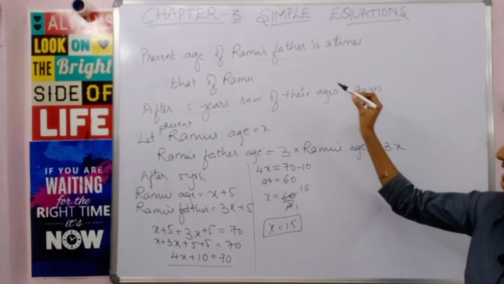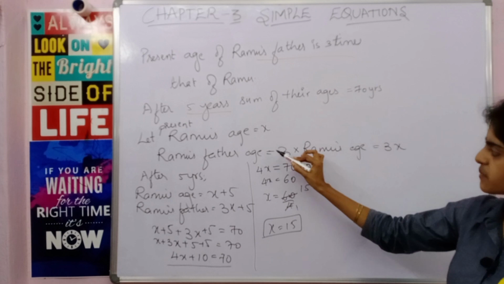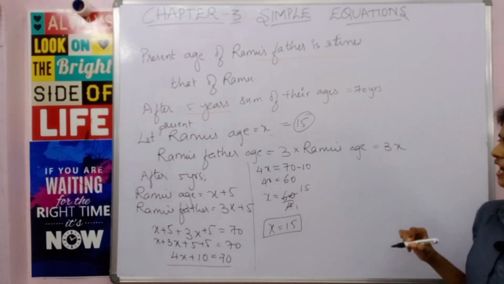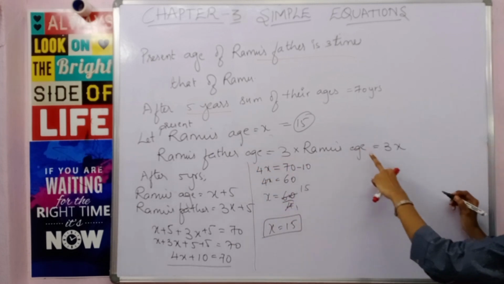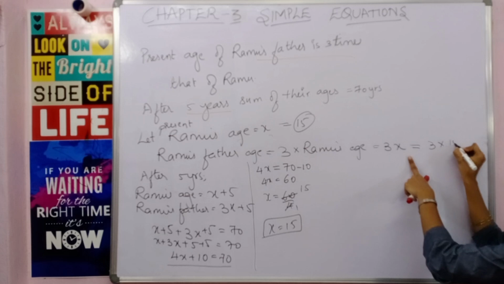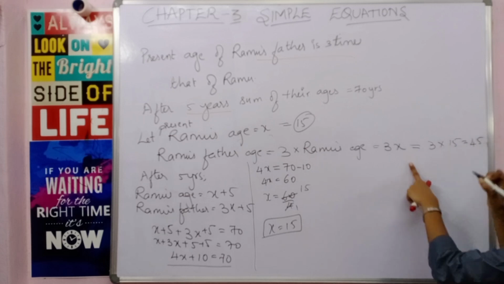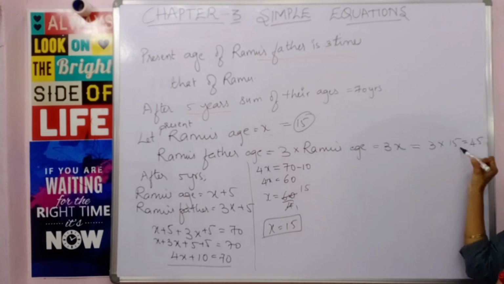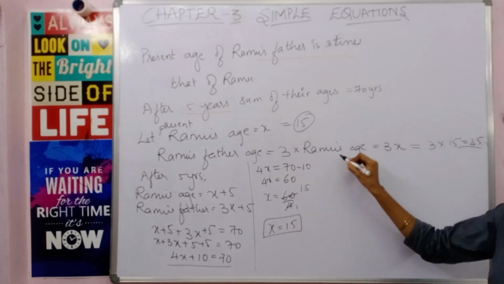That means the present age. What is x? x is nothing but the present age of Ramu. It is 15. Now you want Ramu's father's age. Ramu's father's age is nothing but 3 into x. So 3 into 15, 3 fifteens are 45. So Ramu's present age is 15 and Ramu's father's present age is 45. Clear?